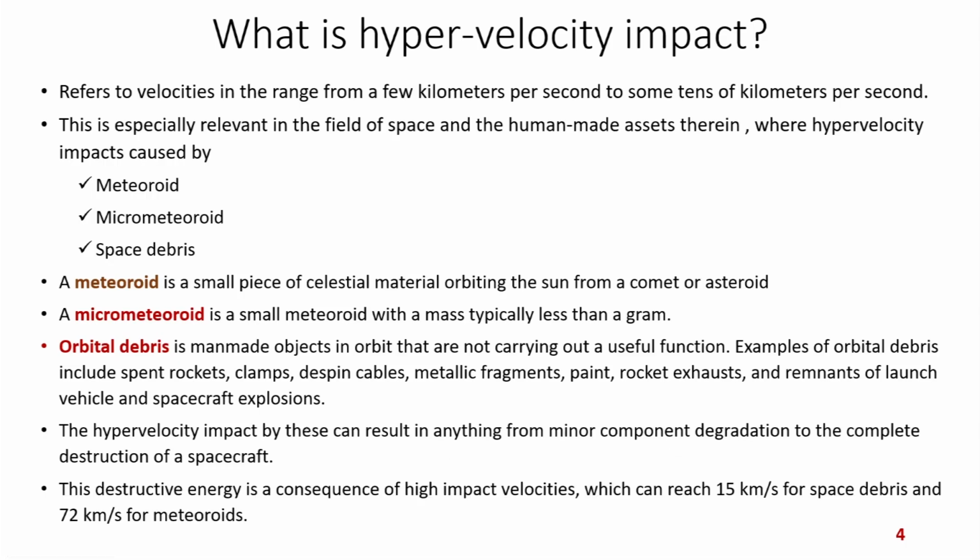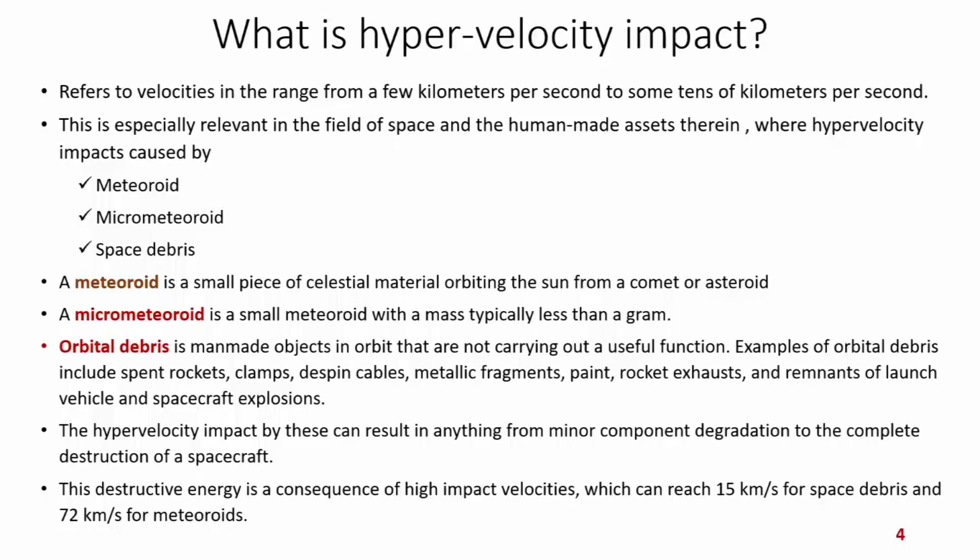So, where does this destructive energy come from? This is the consequence of the high impact velocities, which can reach something like 15 kilometers per second for space debris, and more than 70 kilometers per second for meteoroids. Whenever the velocity is very high, the kinetic energy will be very high, and that kinetic energy gives rise to all these destructive impacts.